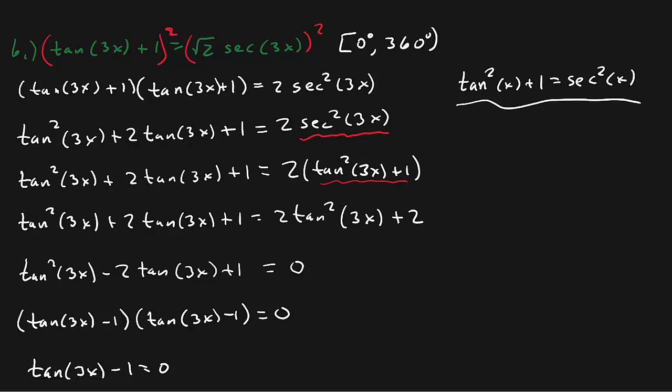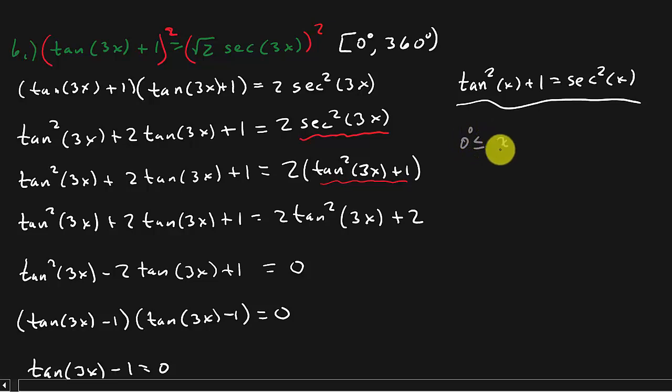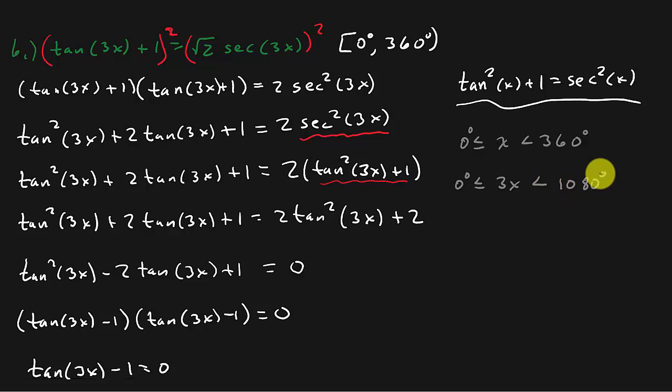So what that's saying is that 0 degrees is less than or equal to x less than 360 degrees. We need 3x here. That's our angle, 3x. So if I multiply through by 3, that's 0 less than or equal to 3x less than, and then we have 360 times 3, which is 1080. So I'm looking for all the solutions from 0 to 1080. And if you've watched the previous video, remember we're going to go around 3 times.